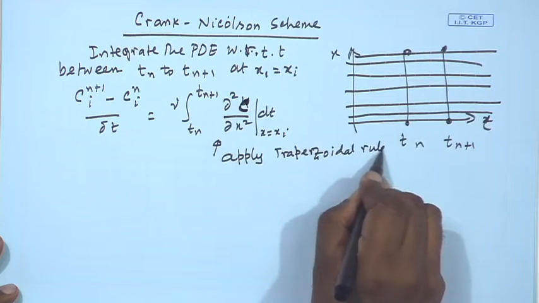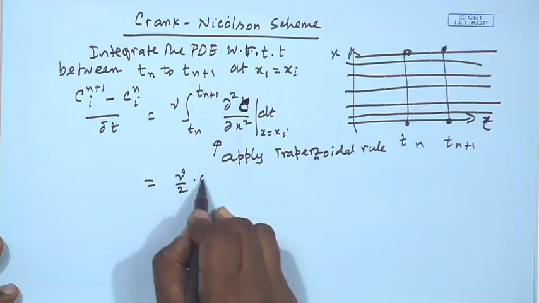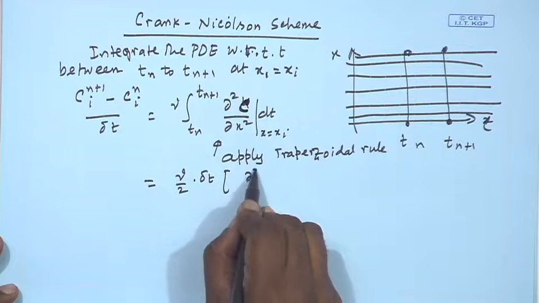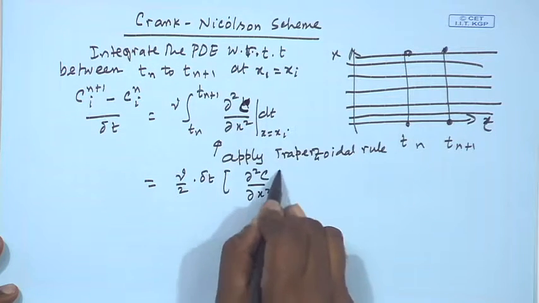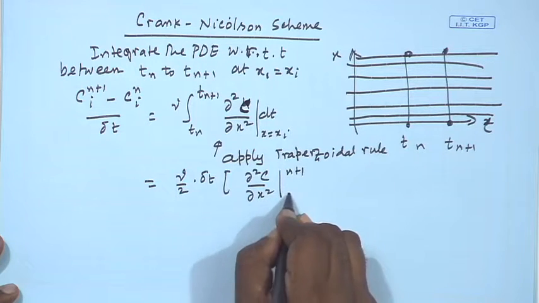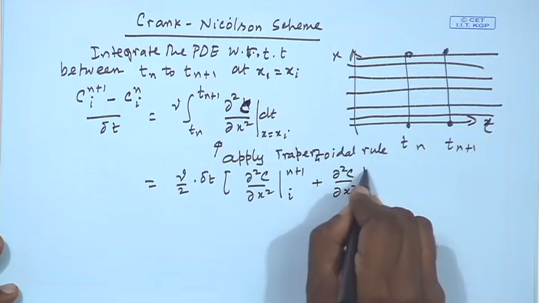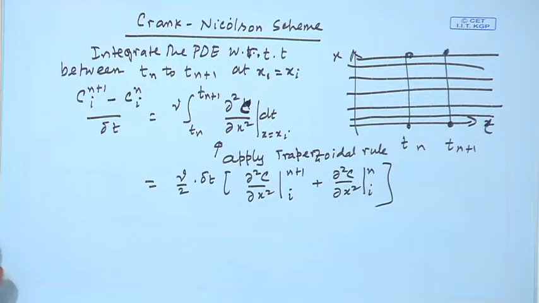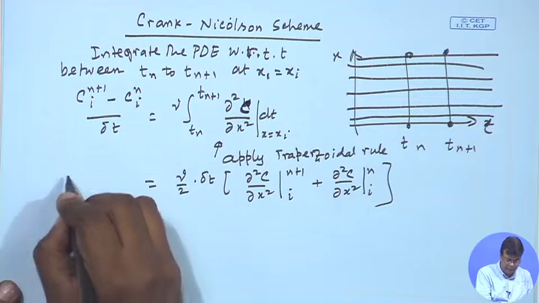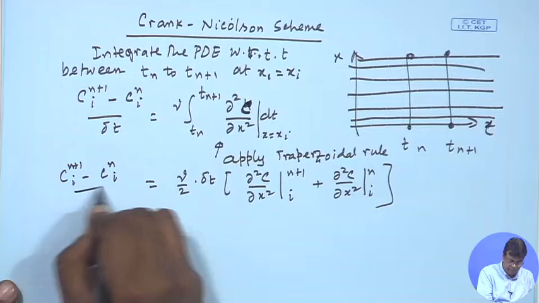Trapezoidal rule. So if we apply the trapezoidal rule, this becomes nu by 2 into delta t times del c del x2 at n plus 1, i plus del c del x2 at n, i, because that is delta t by 2 times the average of the values at n plus 1 and n. That is what is referred to as the trapezoidal formula.